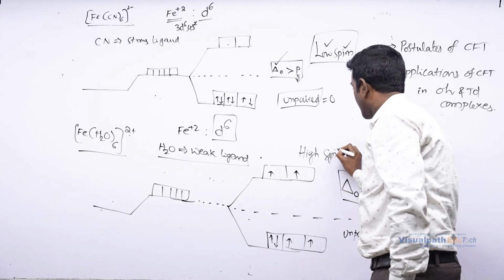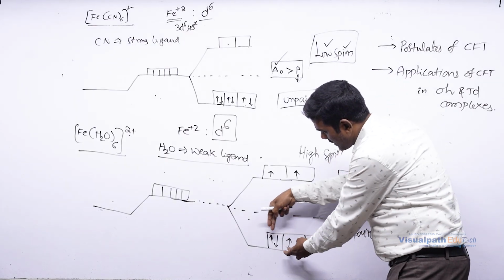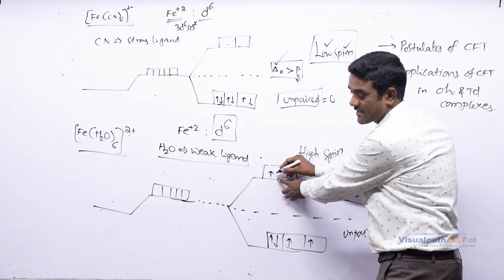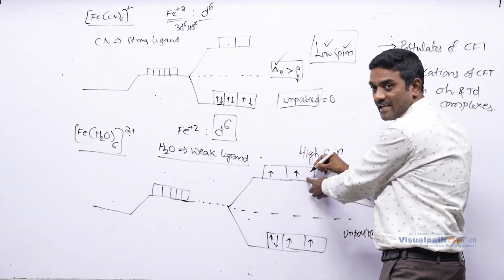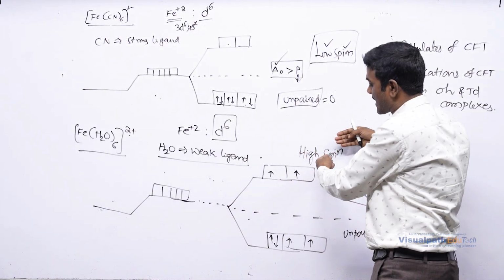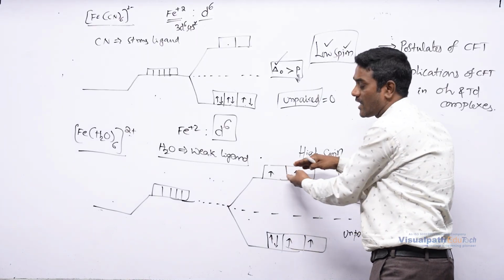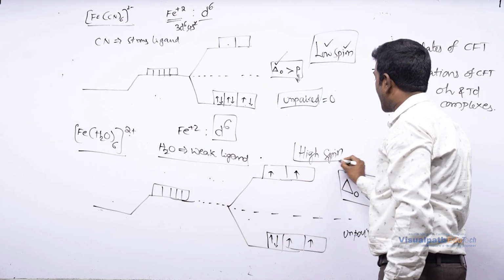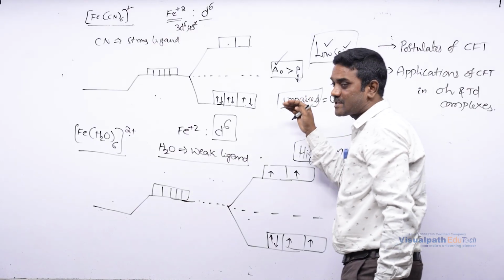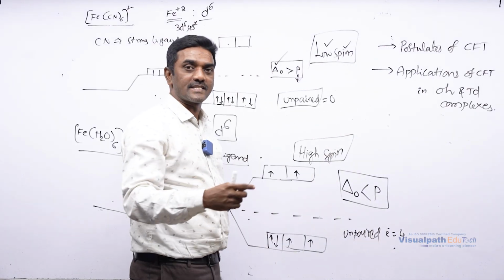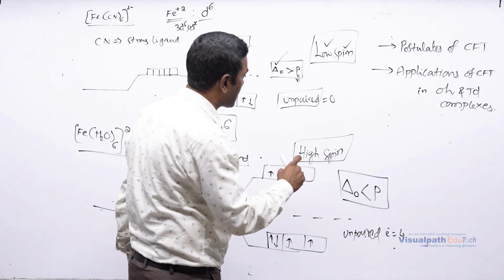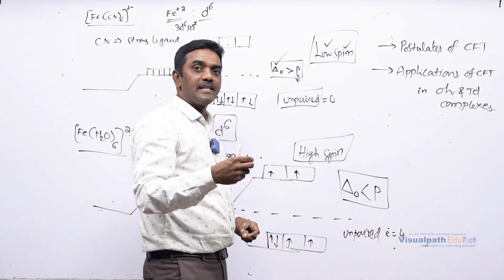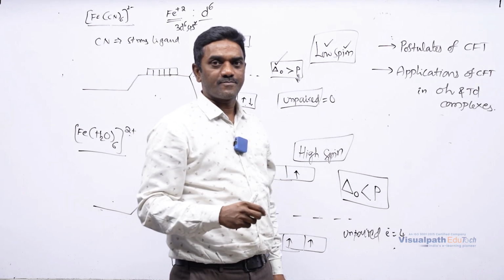Why? Because 1, 2, 3. After filling 3 electrons, the 4th electron is entering here. The 5th electron is entering here. So before the pairing occurs, the electron is moving to the higher energy levels, then the pairing occurs, and so it is called high spin. This high spin and low spin we will discuss again in the next lecture separately, because high spin and low spin will be discussed in much more detail based on the spectrochemical series.